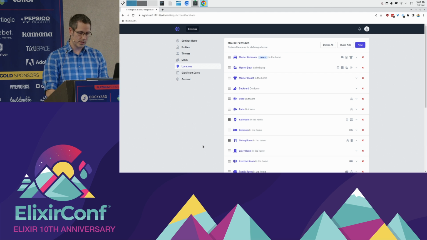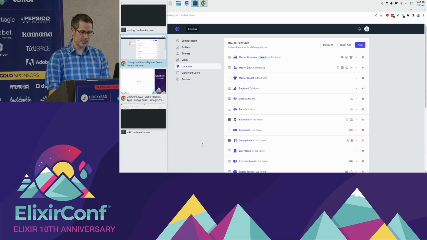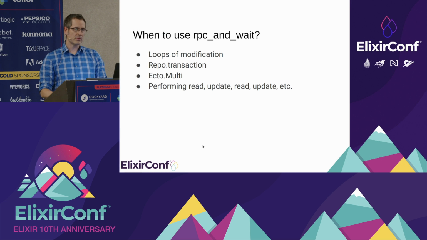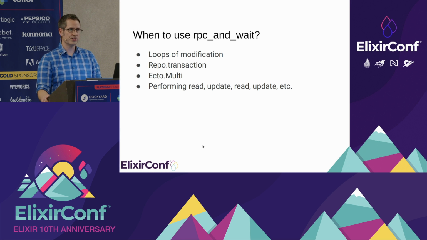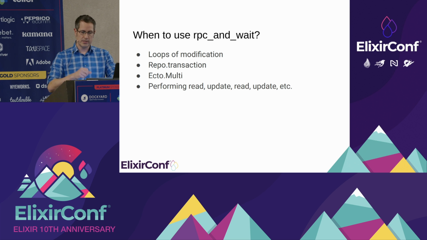So when do I want to use the explicit RPC and wait? If you're doing loops of modifications, if you're doing explicit transaction control, you might want it then. If you're using Ecto Multi, you might want to do it there. If you're doing read, update, those kinds of things, that's when you probably want to wrap it up and have that happen over on the primary.